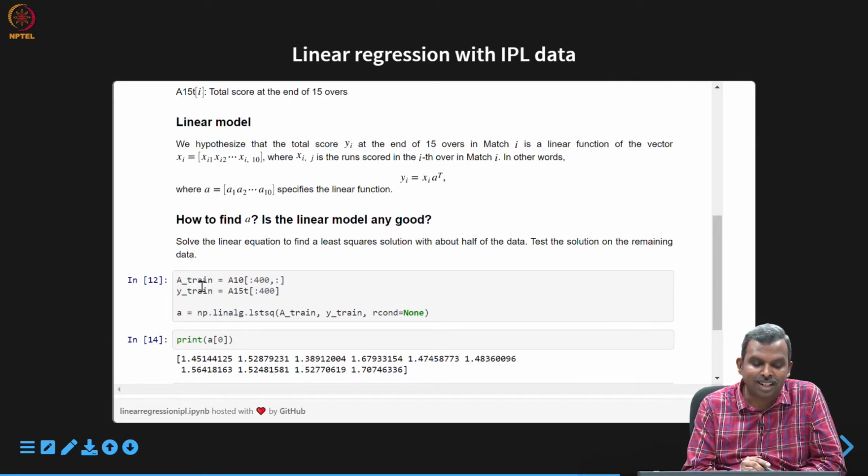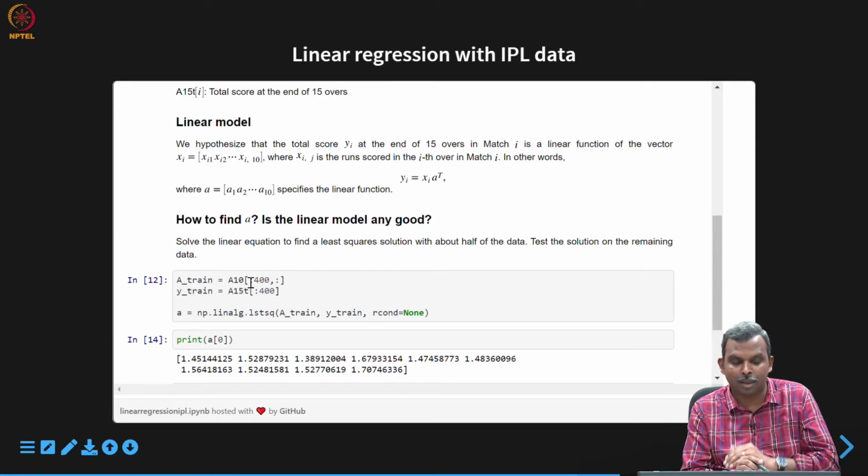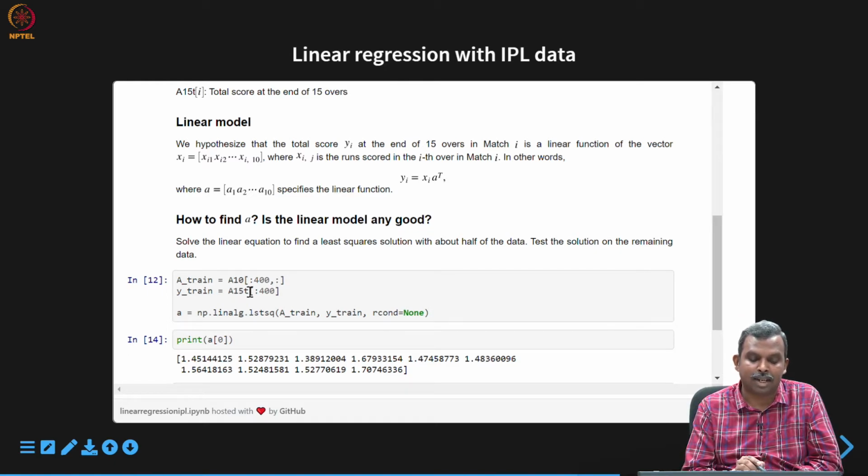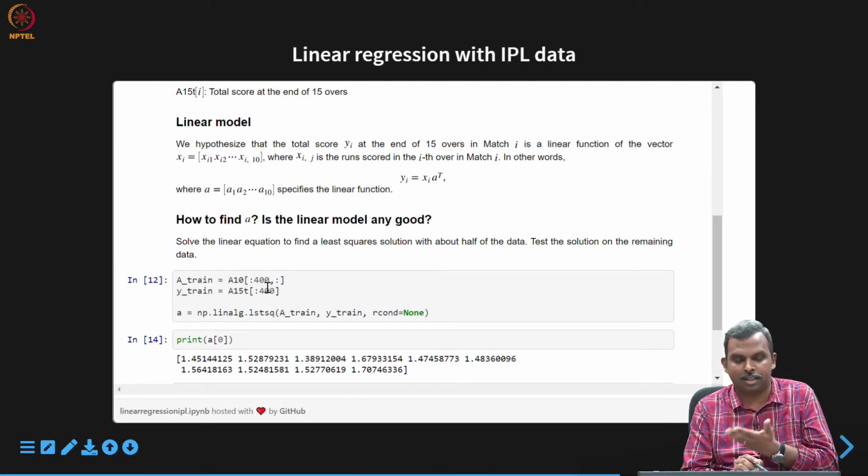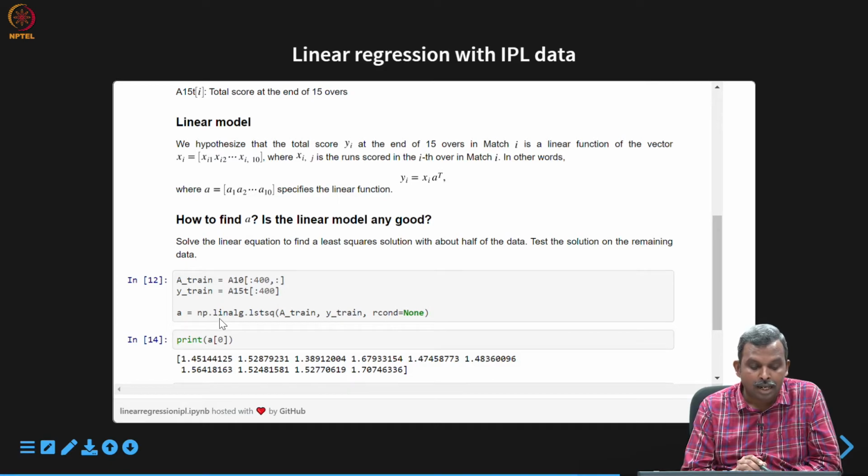I've taken A train as the A10 of colon 400. So only the first 400 matches I'm keeping, and Y train is the actual output. So I'll take the actual output for the first 400. And then NumPy has this implementation called LSTSQ, which is least square solution. Okay, so if I give you A and Y train, it will give you the solution for A. Okay, well, it'll give you many more things. So I'm just keeping A0. A0 is the solution, and you can see the answer.